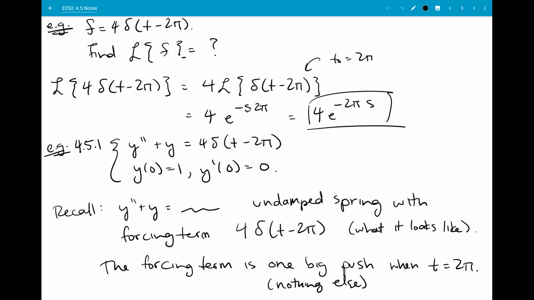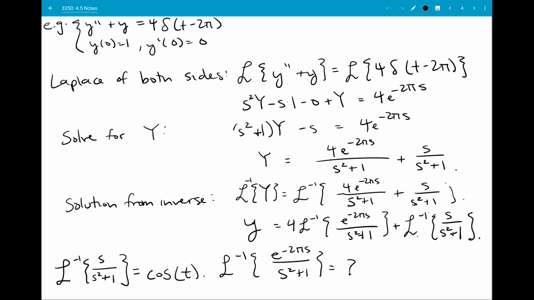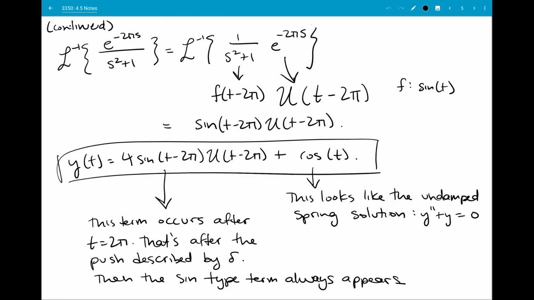And then we just did a little example of taking the Laplace transform of the delta function, and then we plugged that same exact term into a differential equation and talked about that differential equation's meaning of being an undamped spring to kind of build intuition for what our solution should look like. And then we went through the steps to solve that differential equation using Laplace transforms.